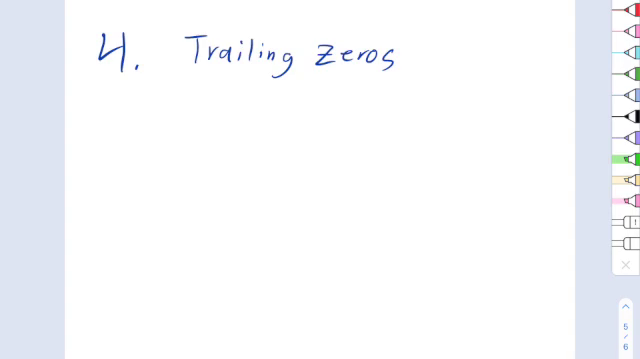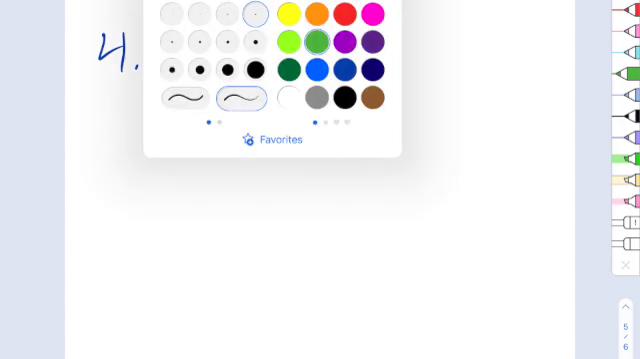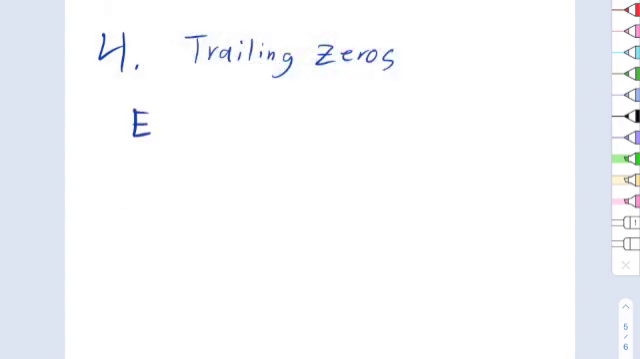So for example, if we have 1.0, because that 0 is a trailing 0 and it is after the decimal point, we count that 0 as significant. So the number 1.0 would have 2 significant figures in total.